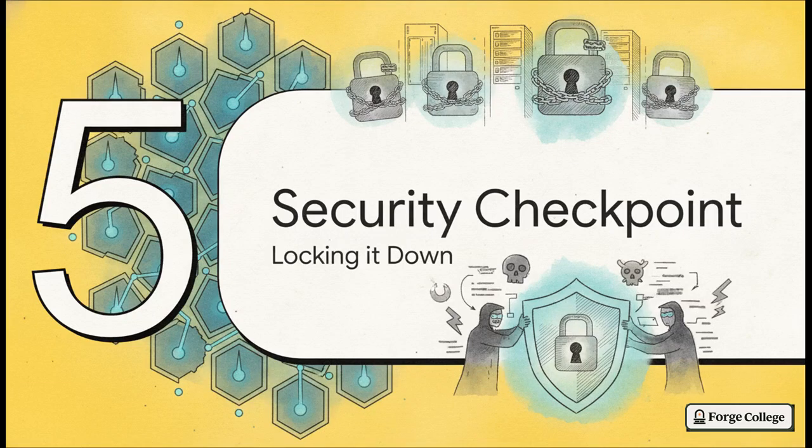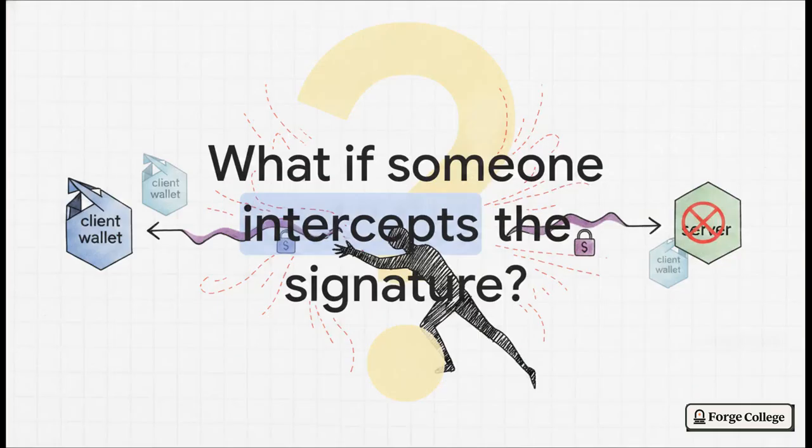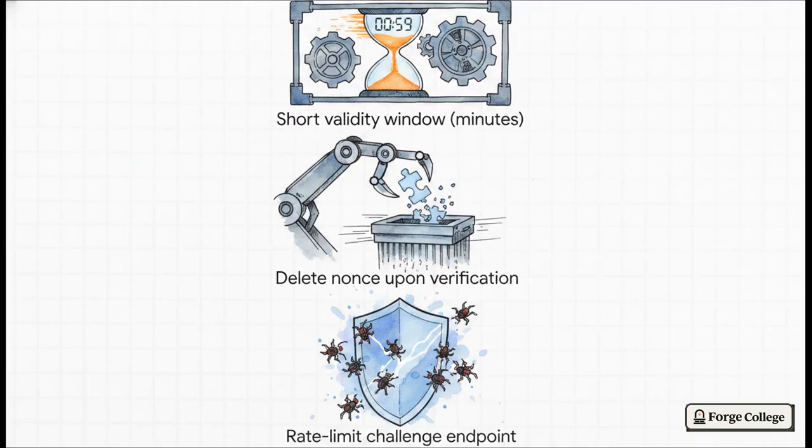All right, our final stop, Section 5, Security Checkpoint. Let's lock it down. Now, I want you to really consider this scenario. What if someone intercepts the signature while it's in transit between the client and the server? If an attacker gets their hands on a perfectly valid, mathematically correct signed message, couldn't they just send it to your server themselves and log in as the victim? Well, this is the core of a replay attack, and it's exactly why our cryptographic bouncer needs a very, very short memory. To neutralize that threat, we have to implement some precise security mitigations.